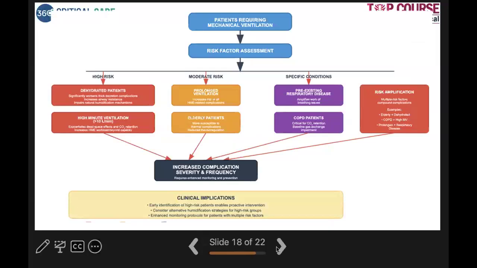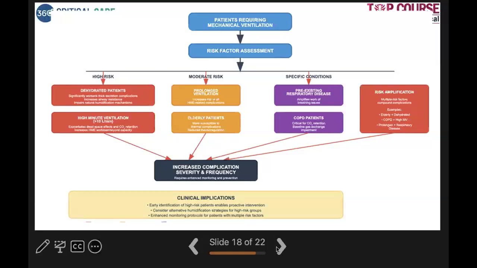The high risk patients are the patients who are dehydrated, okay, who are sick. So in such dehydrated patients, the secretions will be thick, the water content will already be low. When you add an HME with a lot of temperature variations, then that could worsen the situation. And in patients who require high minute ventilation, again the situation can worsen. And the moderate risk patients are prolonged ventilation. Like in prolonged ventilation, it is better to use heated humidifiers rather than HMEs, because HMEs do not function for such a long time as effectively as a heated humidifier. And elderly patients are at risk to develop such complications.